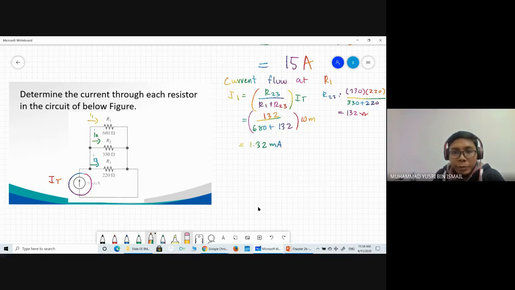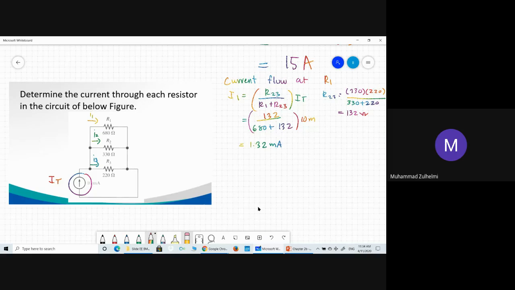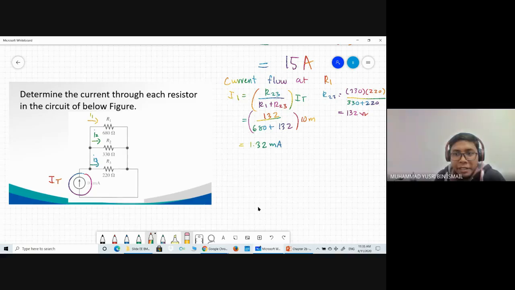Dapat 1.32 miliampere, betul ke? 1.63 saya dapat lah. 1.63. Saya pun dapat sama. Saya silap kat mana?